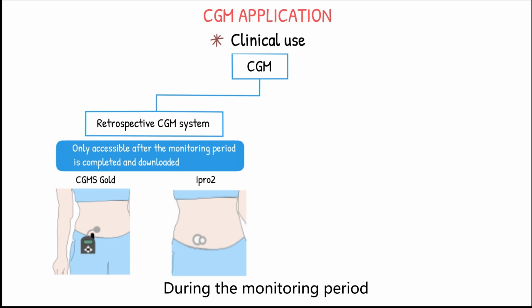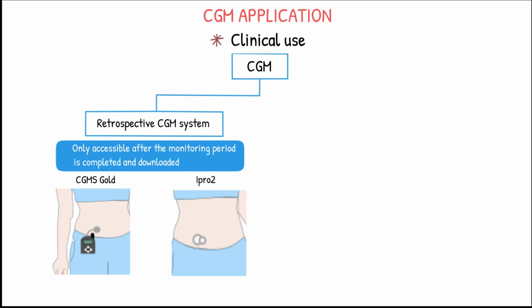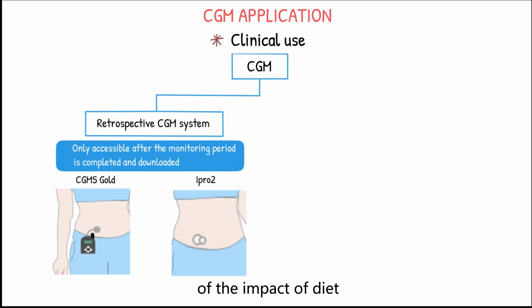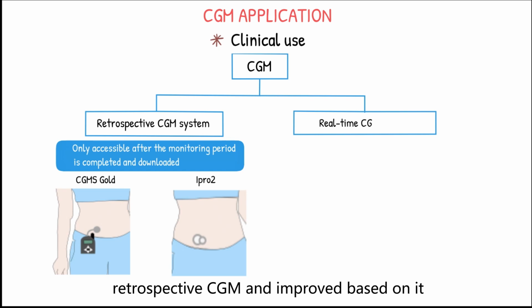During the monitoring period, patients cannot view the monitoring results, reducing the influence of human factors. This system provides an objective reflection of the impact of diet, exercise, medication, daily life, and sleep on blood glucose changes. Real-time CGM system solved the problem of retrospective CGM and improved based on it.